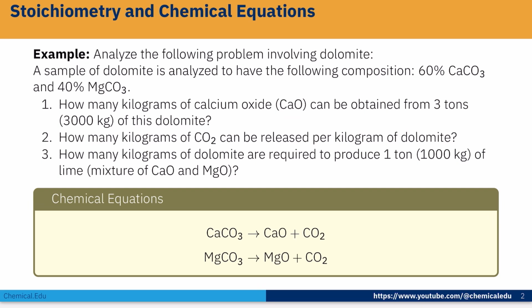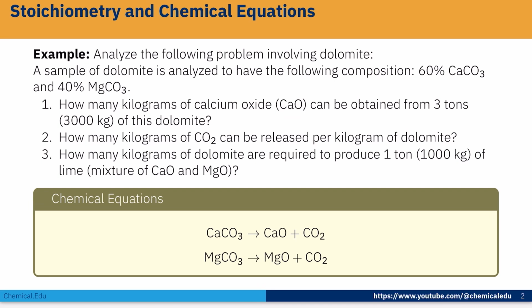Here is the problem. A sample of dolomite is analyzed to have the following composition: 60% calcium carbonate and 40% magnesium carbonate. Now question number 1, how many kilograms of calcium oxide can be obtained from 3 tons of dolomite? 3 tons mean 3000 kg.